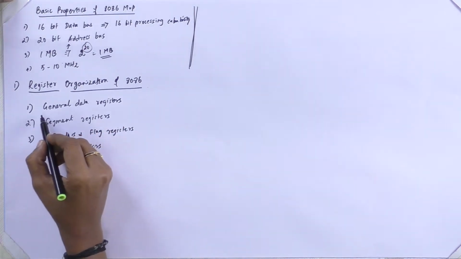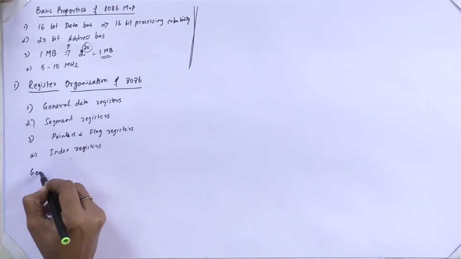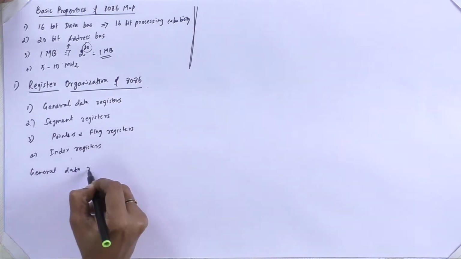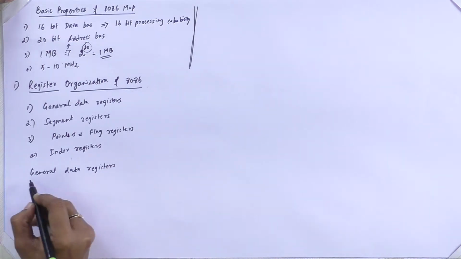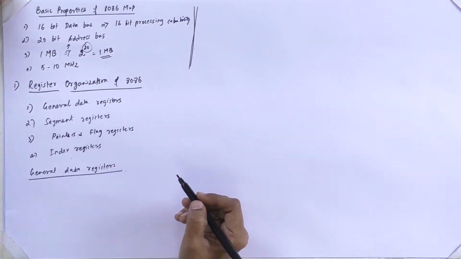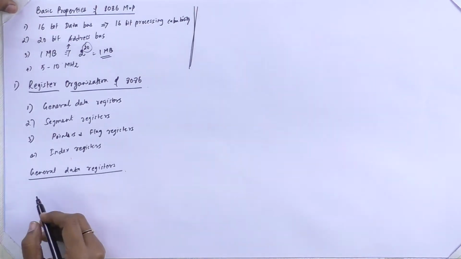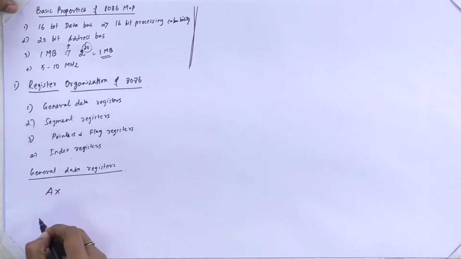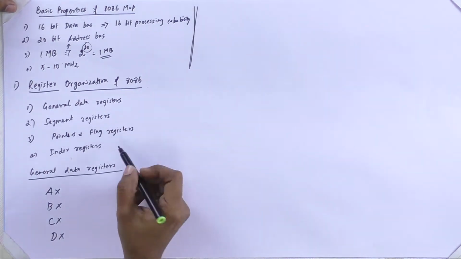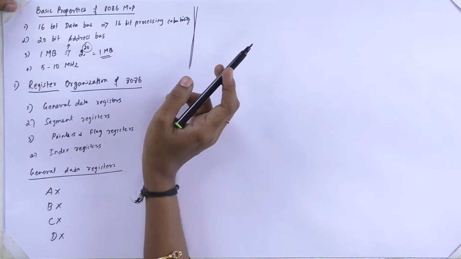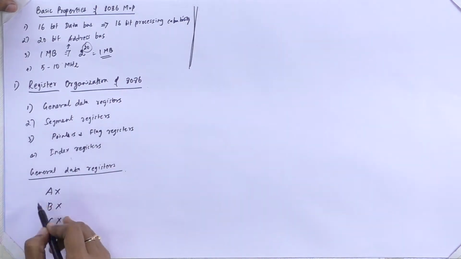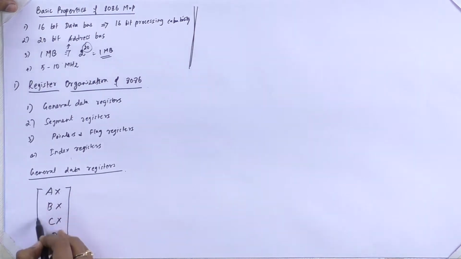Now let us discuss general data registers. The general data registers are further classified into 4 categories: AX register, BX register, CX register and DX register. Each of these registers is capable of holding up to 16-bit data values, since this 8086 microprocessor is a 16-bit processor.